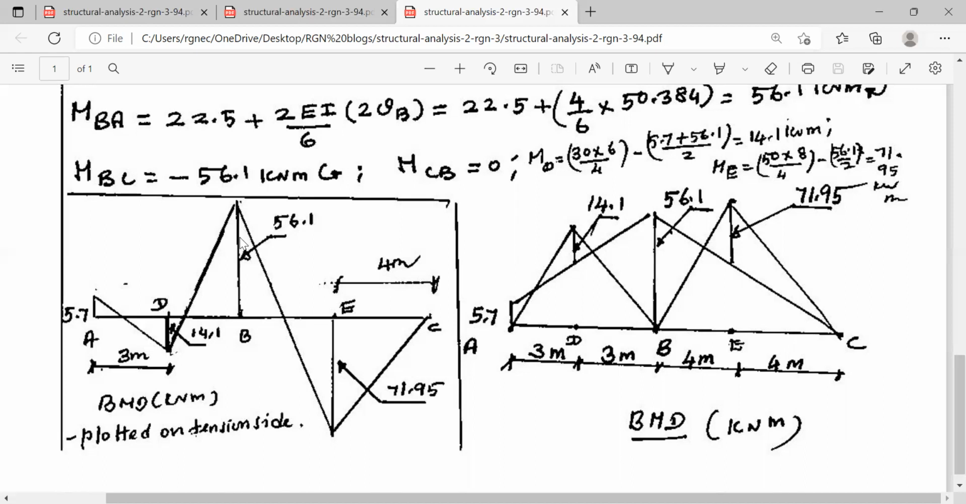Similarly, at B, the net bending moment is 56.1. It is causing tension at top. Plot it above and join these 2 points by straight line because there is no load between point D and B. At point C, the bending moment is 0. Here, the moment is calculated as 71.95. It is equal to the sum of the simply supported moment plus the negative moment. It is positive. It is causing tension at bottom. Plot it at bottom and join these 2 by means of a straight line because there is no load in between the points B and E. So the bending moment diagram can be plotted on the tension side also.